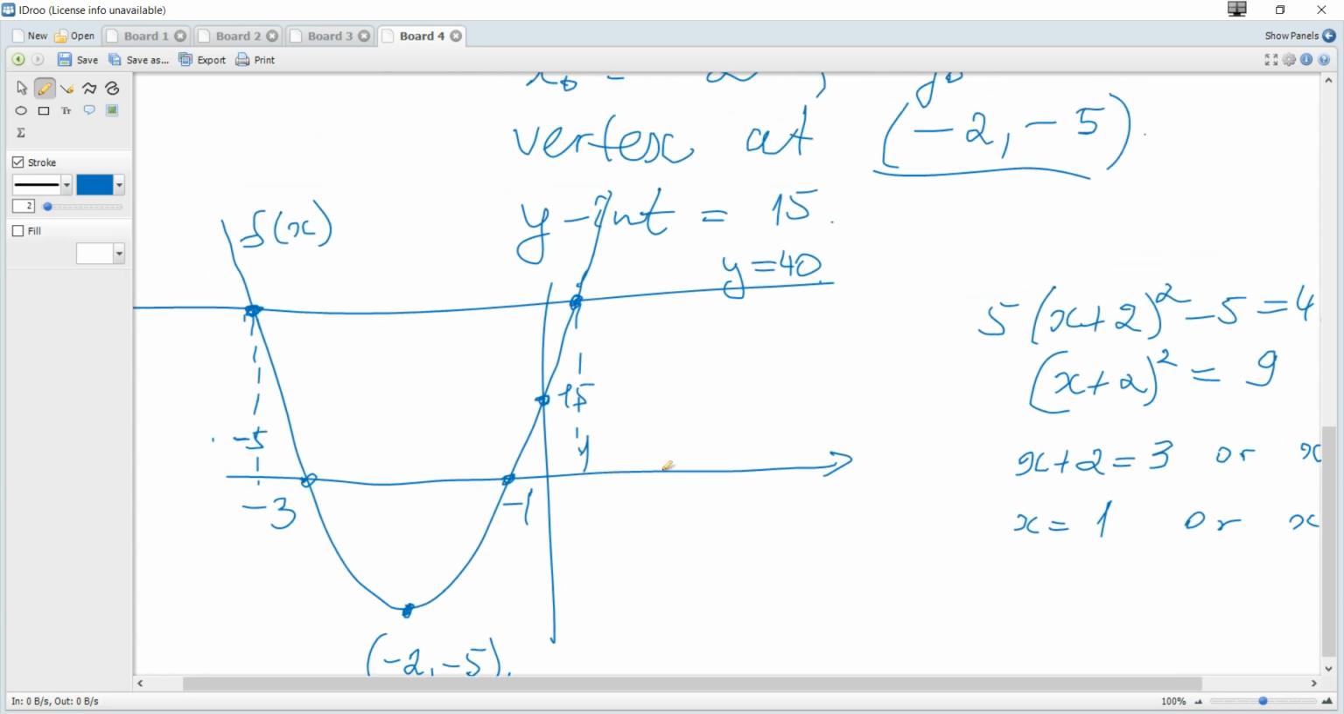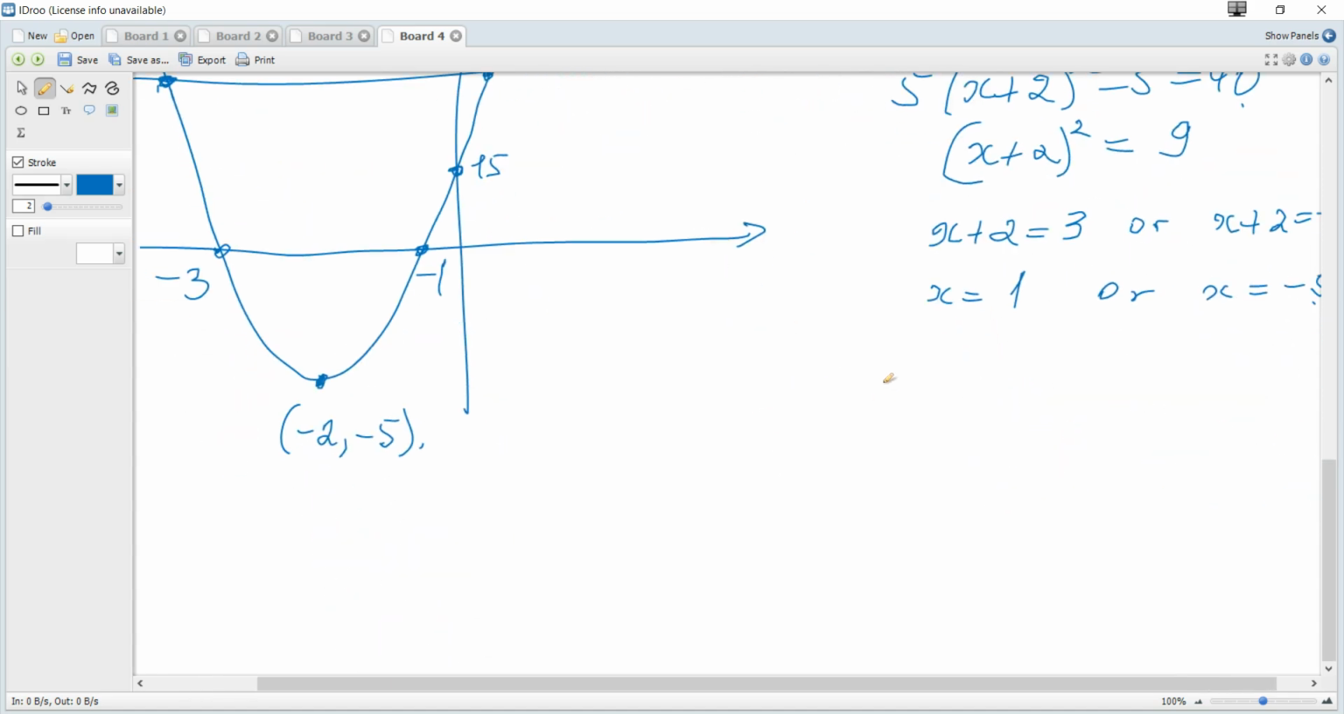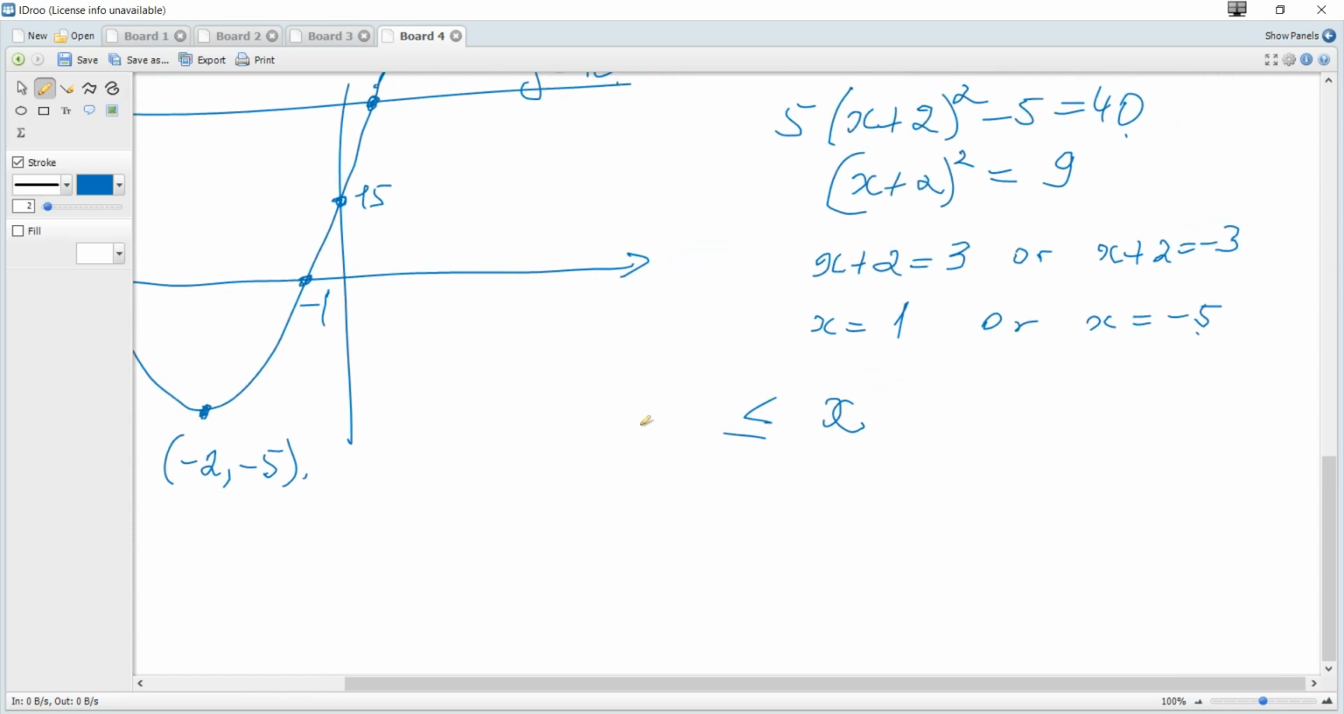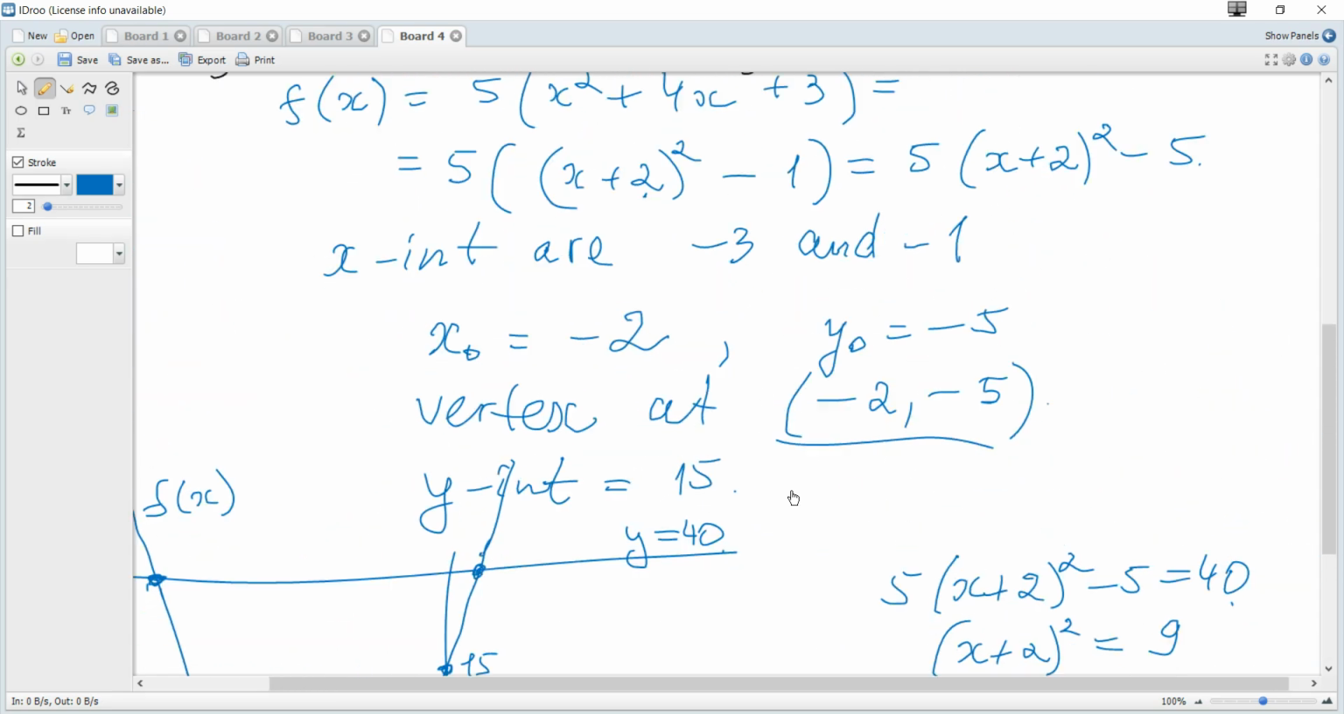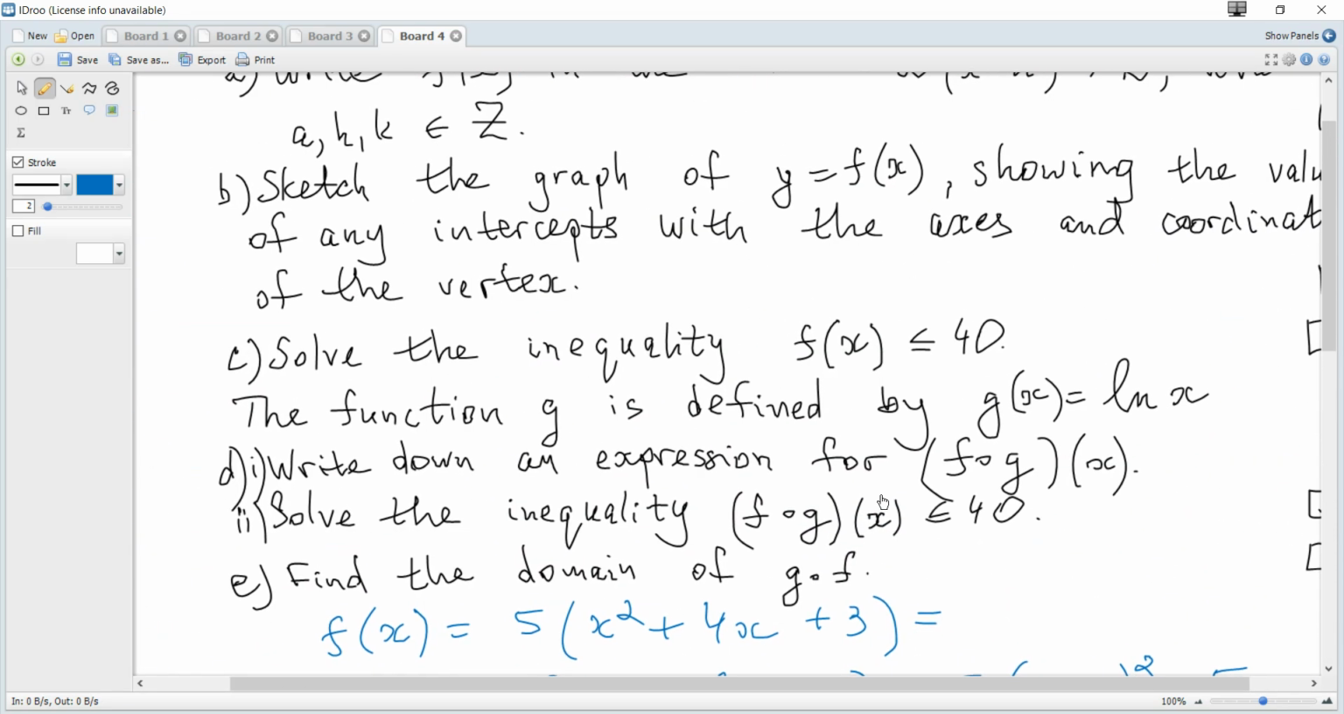And you can see that y values of a function to be less than 40, it's somewhere here, and the answer should be in terms of x. So for x is greater or equal than negative 5 and less or equal than 1. It's what question? It's C.